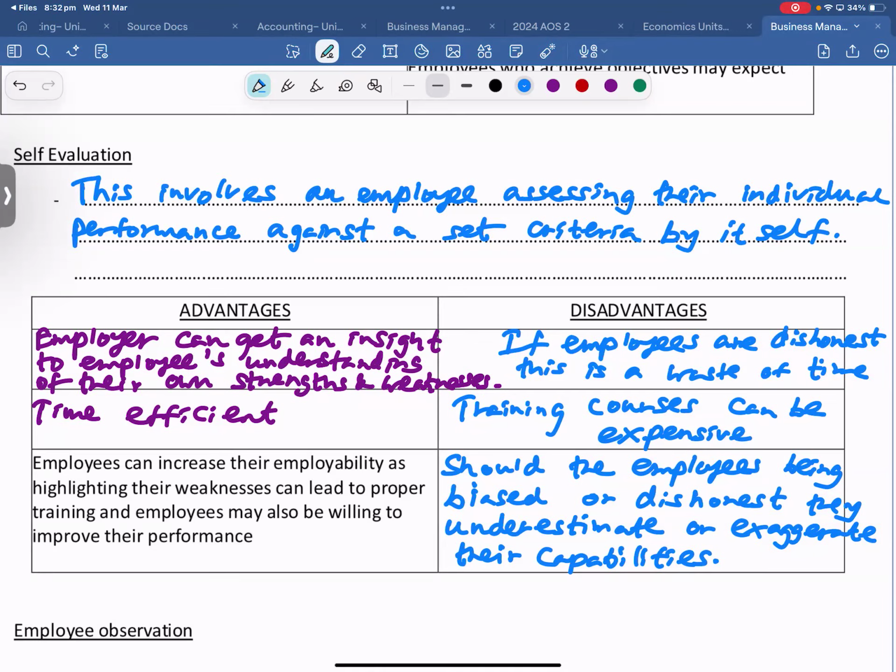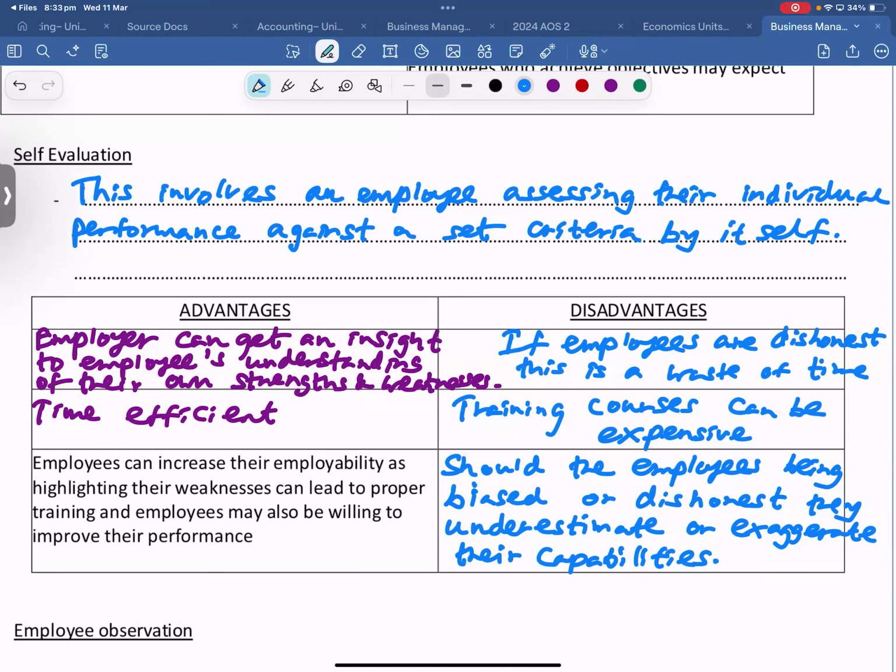However, guys, with this the employer can get an insight into employees' understanding of their own strengths and weaknesses. So the employer or the manager will get an idea what employees feel about their strengths and weaknesses. It is time efficient, of course, because managers' time is saved, and employees can increase their employability. And if they wish, they of course can go through the training and other options.